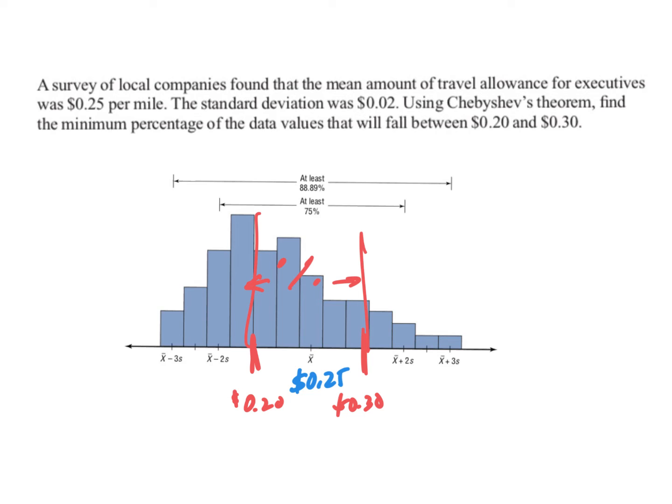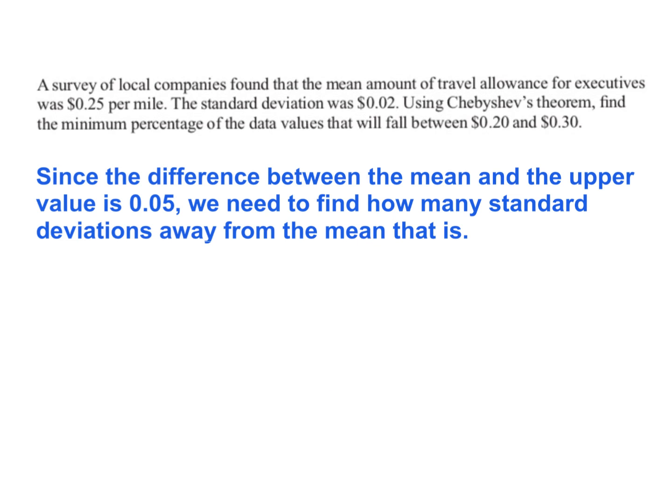Now, fortunately, for this problem, it's easy to tell how much money is in between them. Since the same amount of money is between 25 cents and 30 cents as between 25 cents and 20 cents, I'm just going to focus on this one. How far away from 25 cents is 30 cents? 5 cents. So the difference between the mean and that upper value is 5 cents.